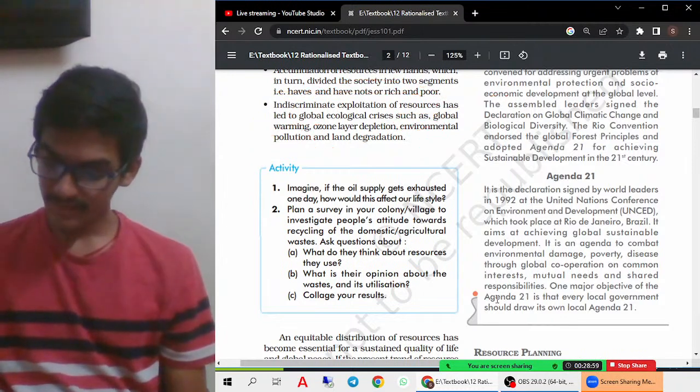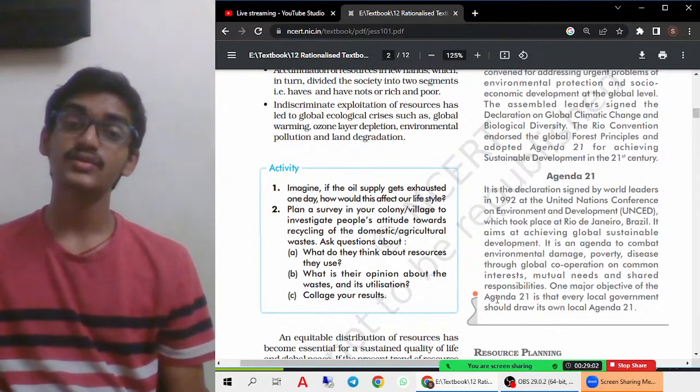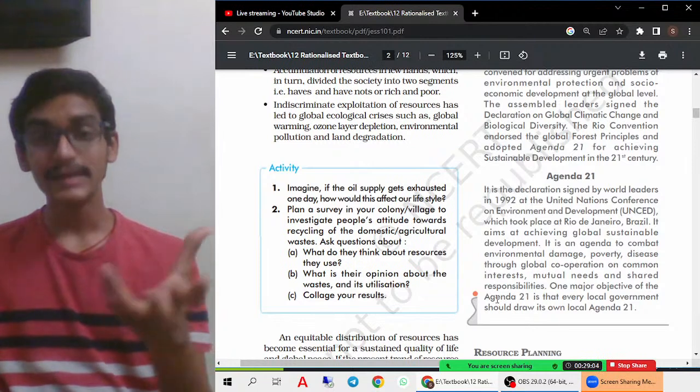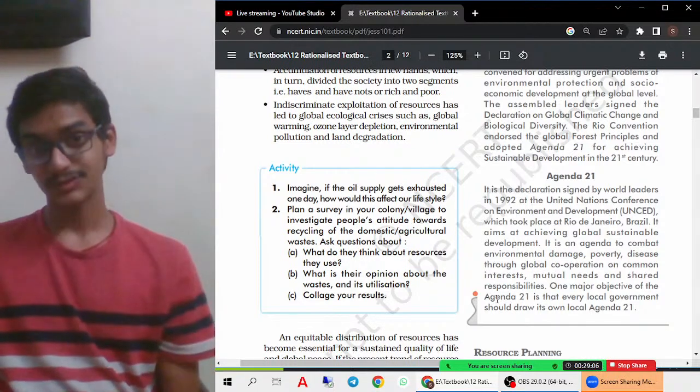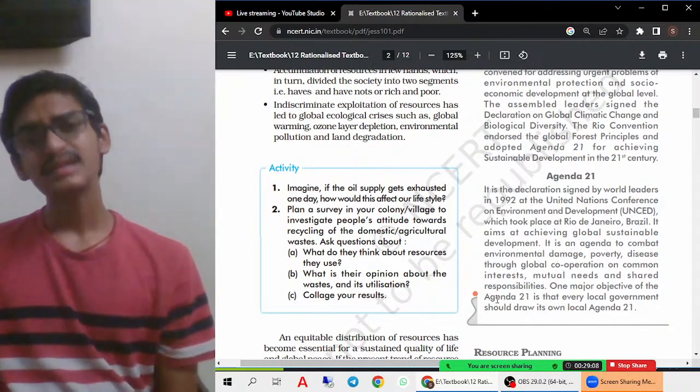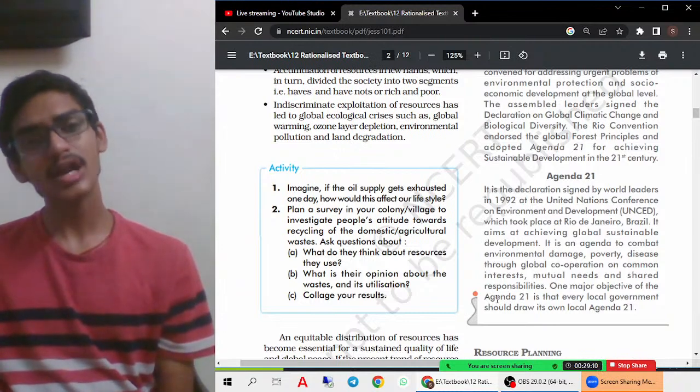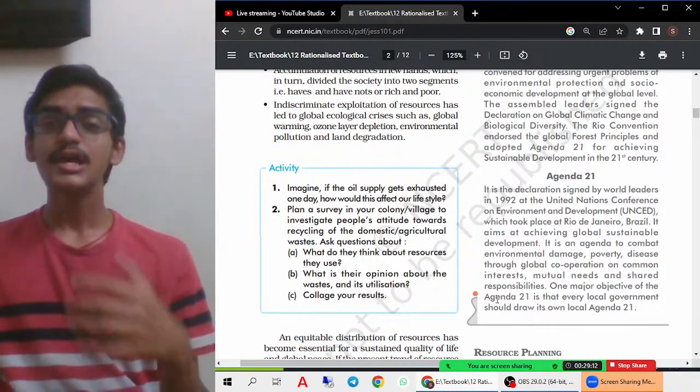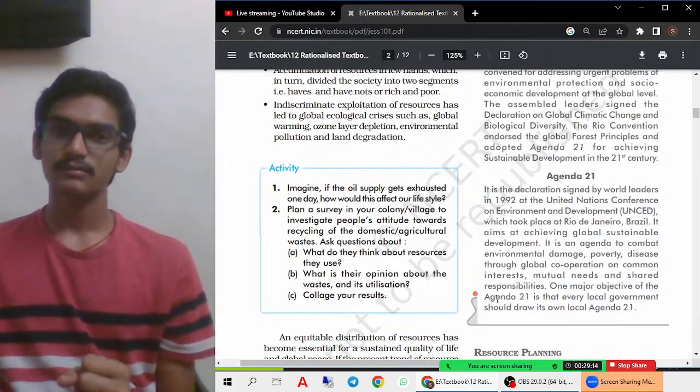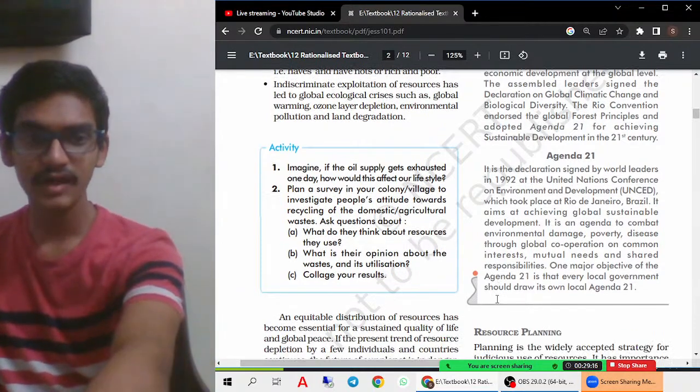So therefore, we must always keep in mind that we use the resources more judiciously, more carefully, more properly, so that we can save them for the future generations, while also having them presently. We can also extract them presently. That is what we are going to understand.